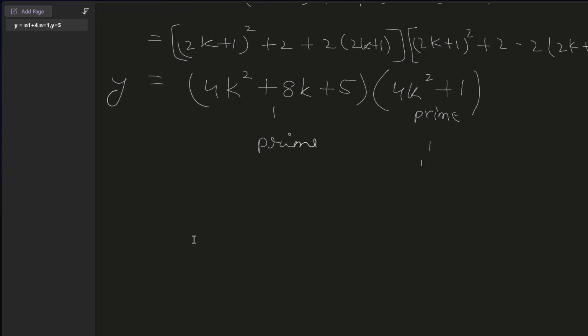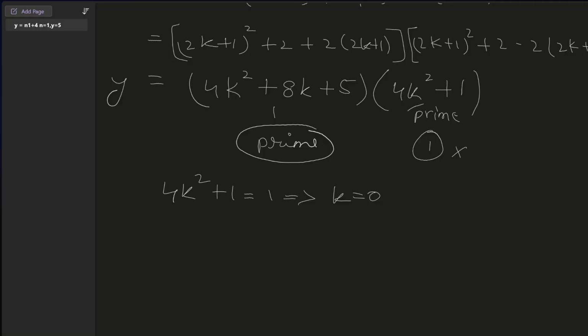In fact, when 4k square plus 1 is equal to 1, we are taking this case first. So 4k square plus 1 is equal to 1 simply implies that k is equal to 0, which kind of contradicts our statement because initially we said that k is a positive integer. So this case is rejected.